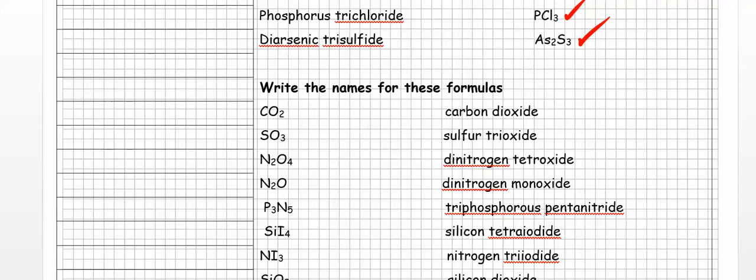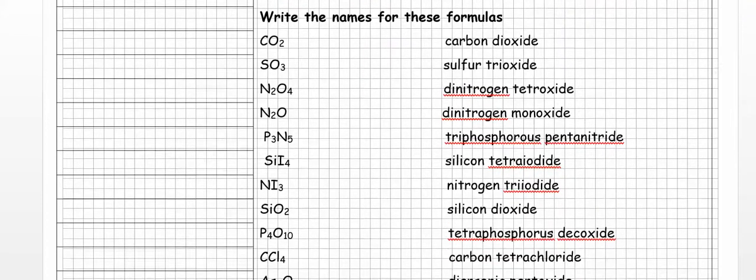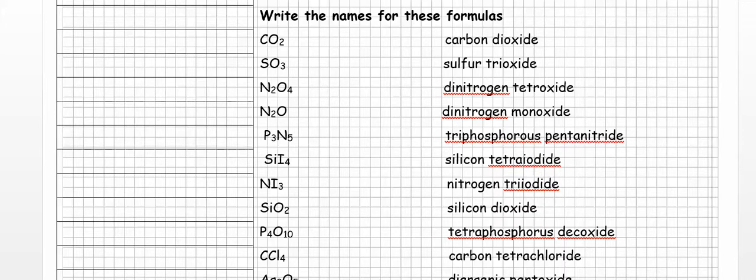Now, let's go from formula to name. Again, these are molecular compounds. CO2, carbon dioxide. Carbon dioxide for the first one. SO3, sulfur trioxide. Sulfur trioxide. N2O4, 2 nitrogens, 4 oxygens, dinitrogen tetroxide. Dinitrogen tetroxide. N2O, dinitrogen monoxide. Okay, dinitrogen monoxide. Next is P3N5, triphosphorus, 3 phosphoruses, and penta, that's 5, pentanitride.